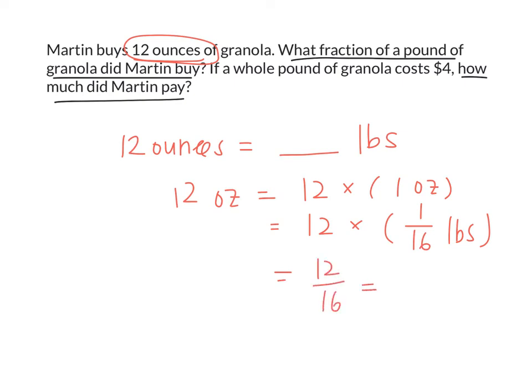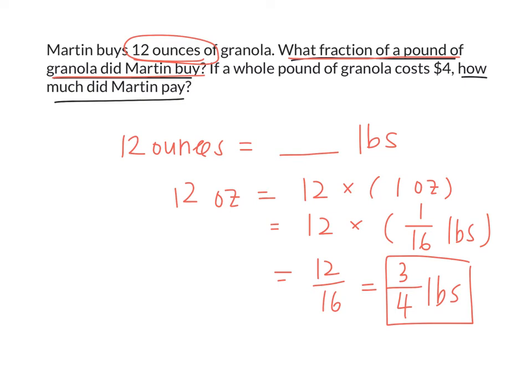Can I simplify that? Yeah, 12 and 16 are both divisible by what number? 4. What's 12 divided by 4? 3. What's 16 divided by 4? 4. So that means that Martin bought 3/4 pounds of granola. That answers the first question.